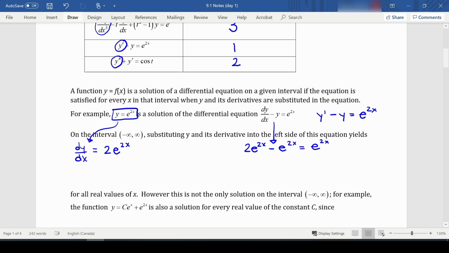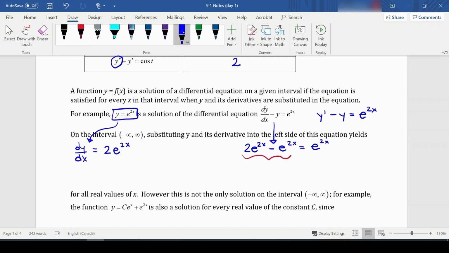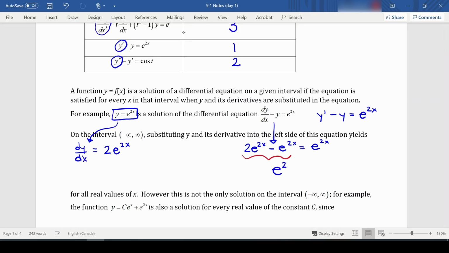If I actually do this subtraction, 2e to the 2x minus e to the 2x gives us 1e to the 2x, which is in fact what the right-hand side equaled. And therefore, this equation, y equals e to the 2x, is a solution of the given differential equation.